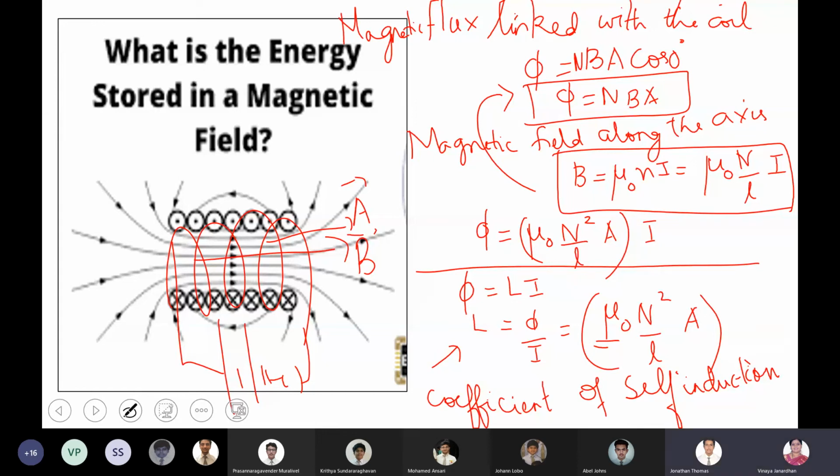Ma'am, what's the diagram that we should draw for this? No need for a diagram, boys. It will be only a current carrying solenoid. If at all you need to draw, it should be only a current carrying solenoid. You draw a current carrying solenoid.